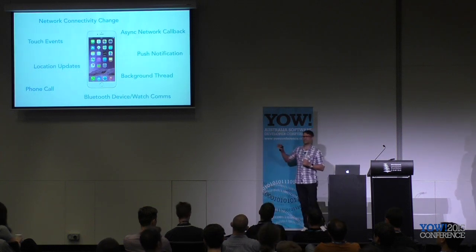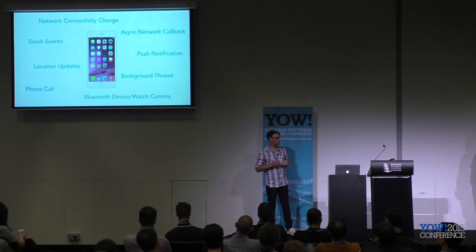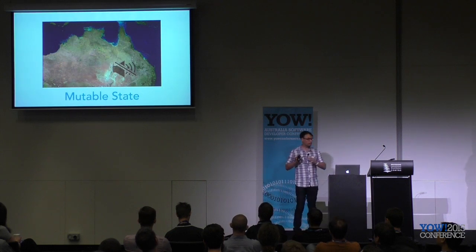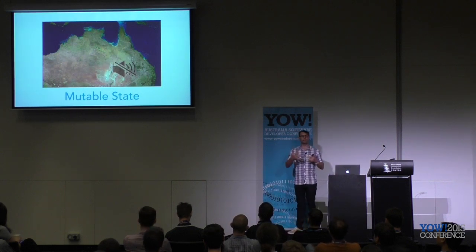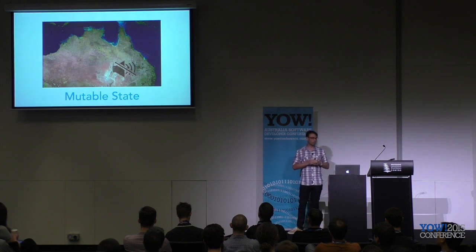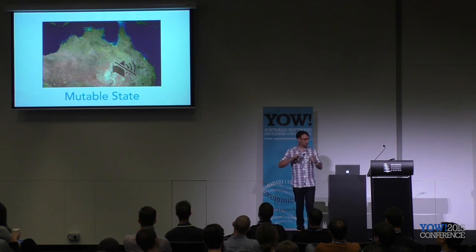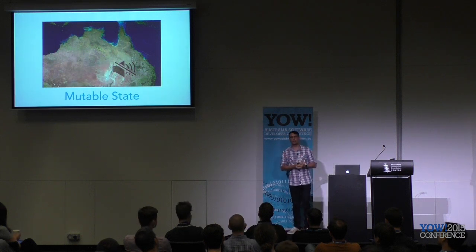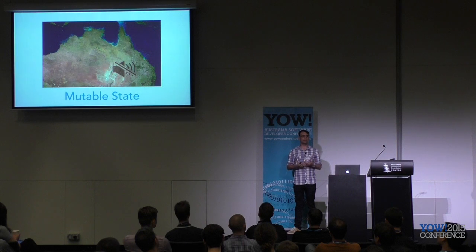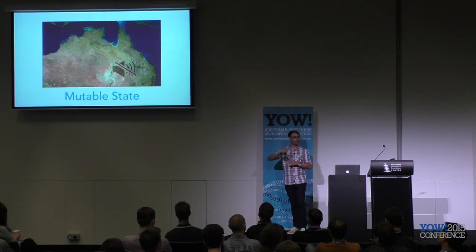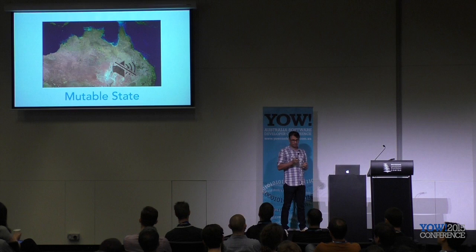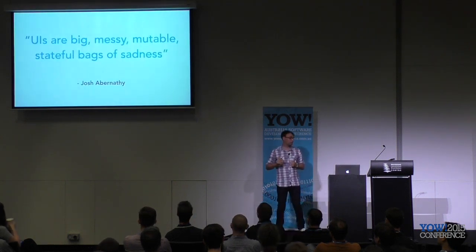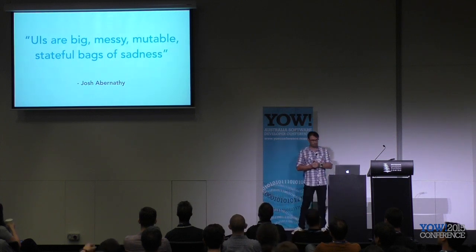Now, the problem with those isn't necessarily that we're getting asynchronous callbacks. The problem is that in a lot of them, we're mutating shared mutable state. This is bad because I hope you're all generally on board with the concept that mutable state makes your program unpredictable. You're not able to accurately or reliably predict how your app's going to behave inside a certain callback because you don't know how the state's been set up previously. And this is one of the reasons why Josh Abernathy, one of the guys behind ReactiveCocoa, came up with this awesome quote: UI is a big, messy, mutable, stateful bag of sadness.